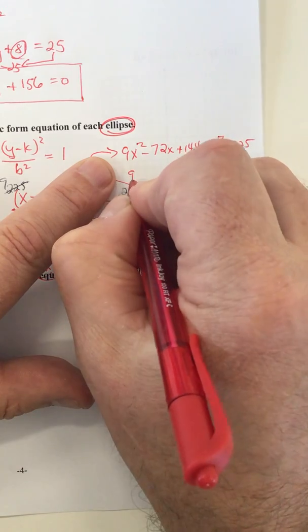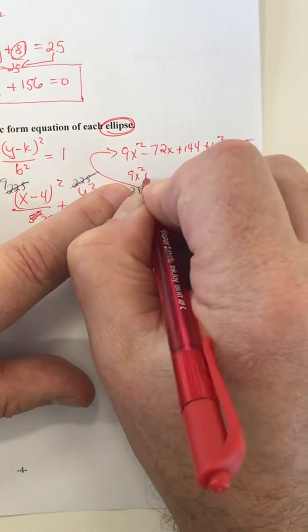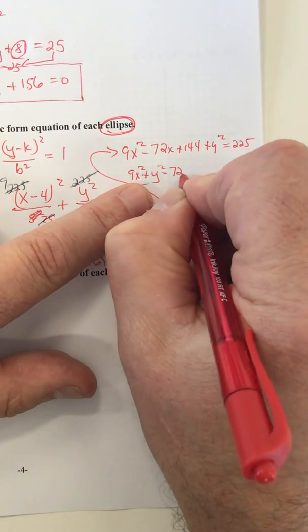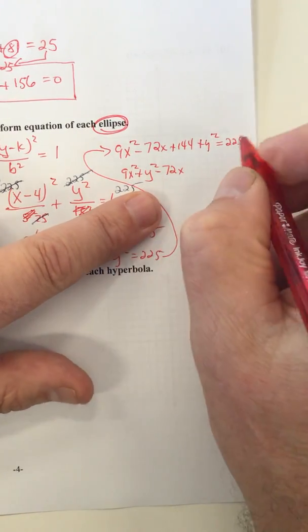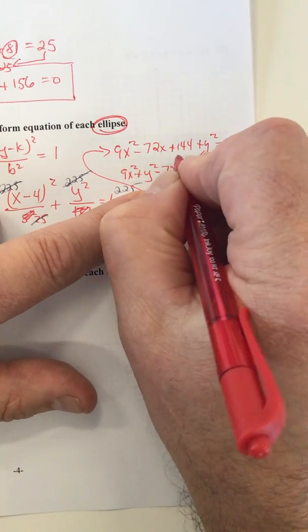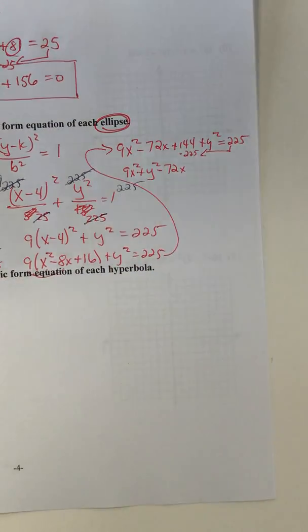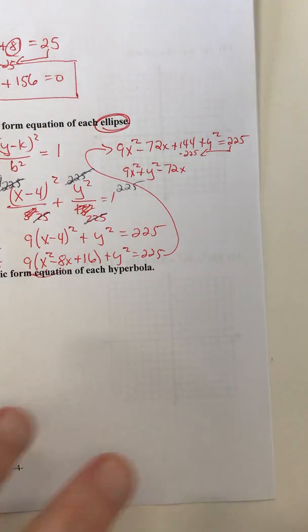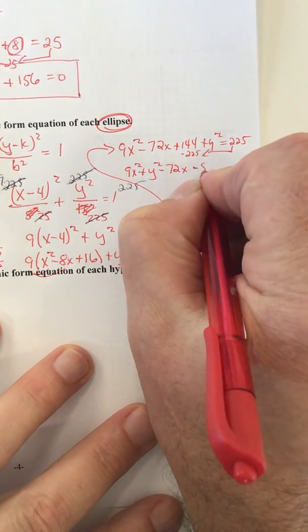So highest power first, 9x squared. Next, alphabetical, is the y squared. Then the regular x, 72x. Then the regular y, which there isn't one. Then I'll take this 225 and move it over here. So whatever 144 minus 225 is, negative 81.